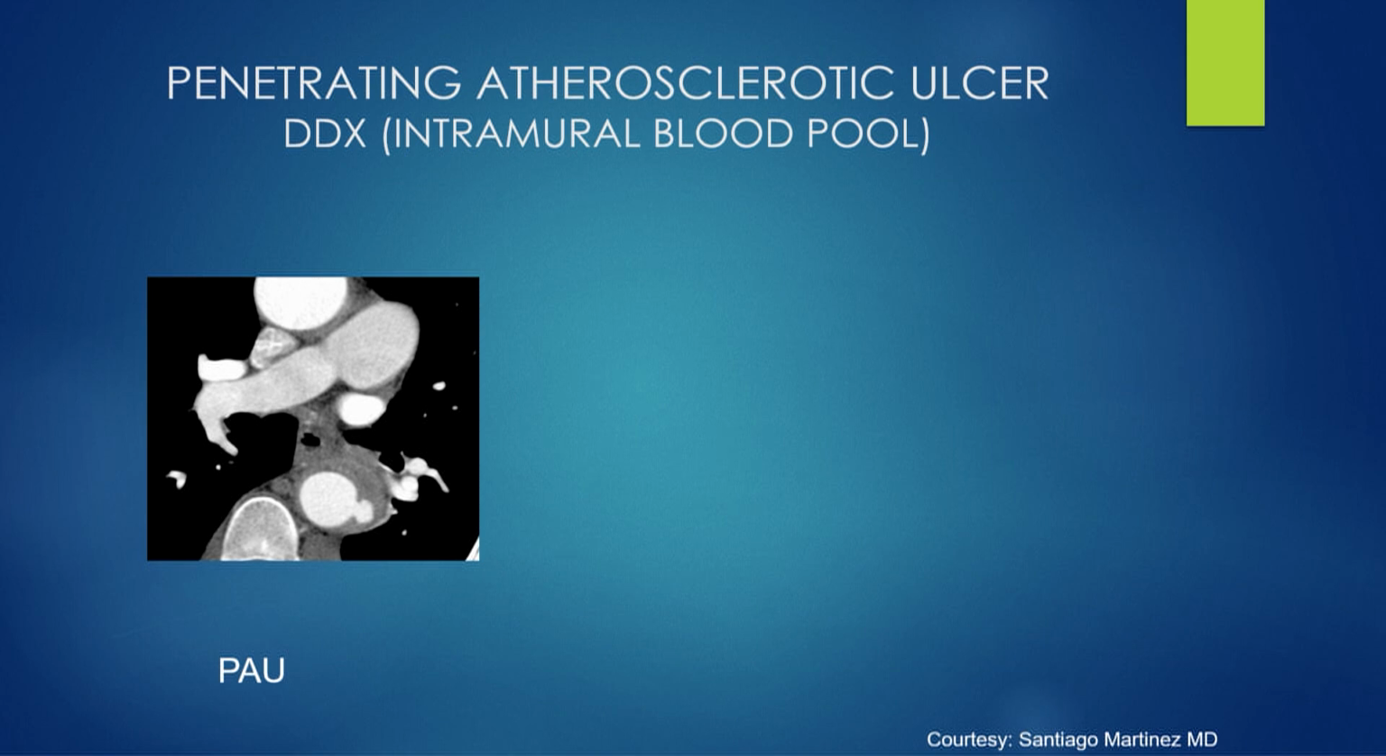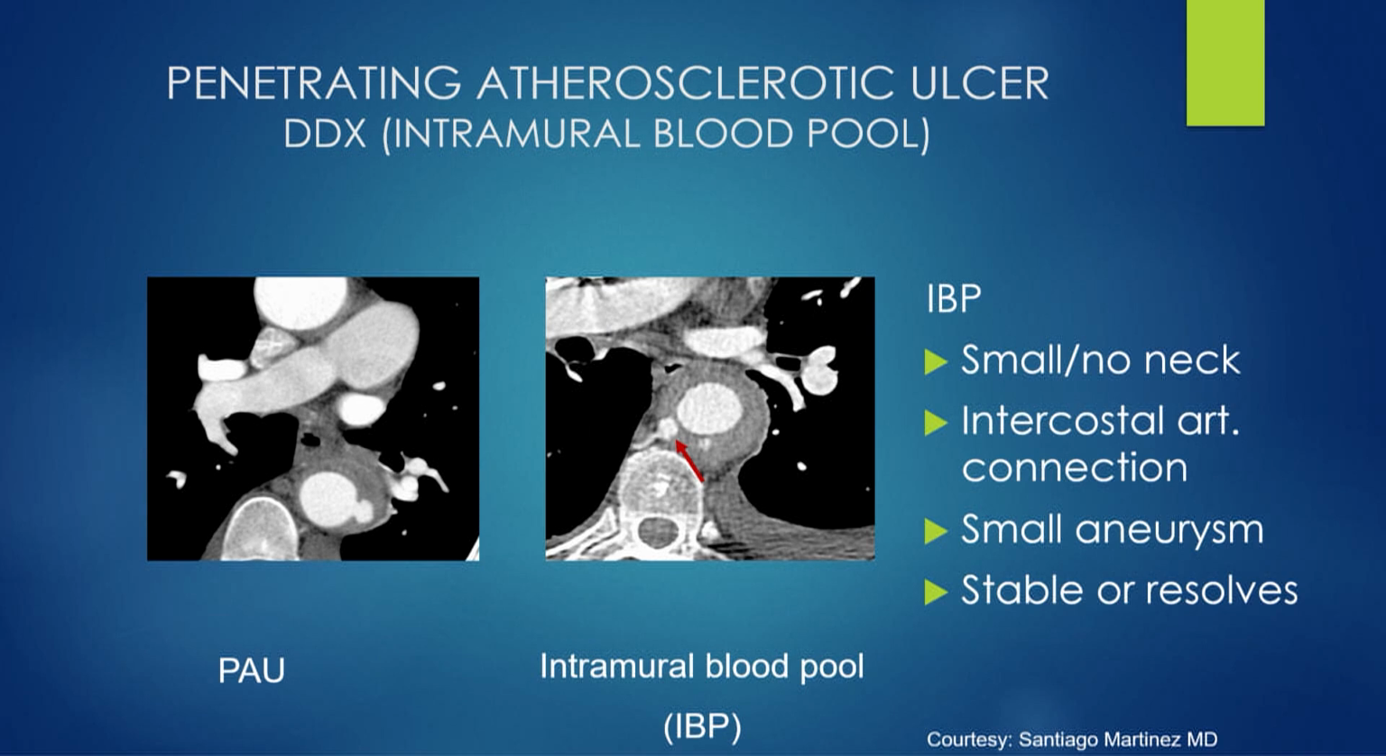Then there are also other little outpouchings that you can see that complicate things. So in the initial presentation, you can get what are called intramural blood pools within an IMH. These little outpouchings would not be penetrating ulcers, no atherosclerosis or anything like that. This is a penetrating ulcer, I'm sorry, that's what I'm showing. The IMH looks like this. The IBP, it's intramural, all these symbols here are getting me.